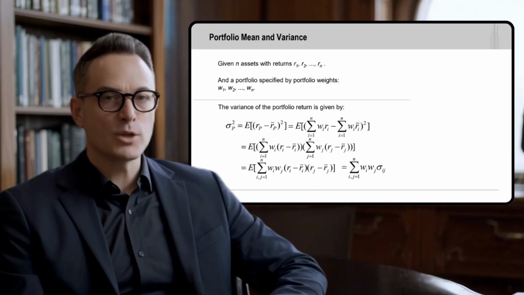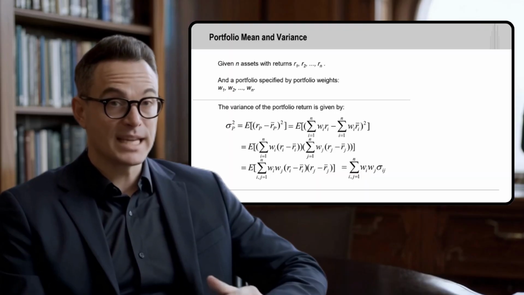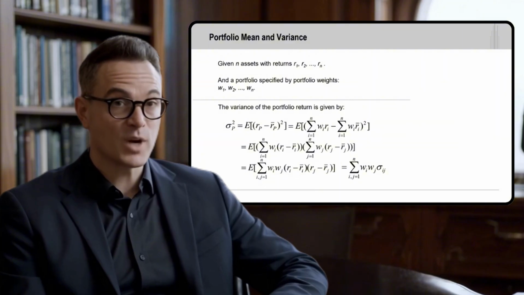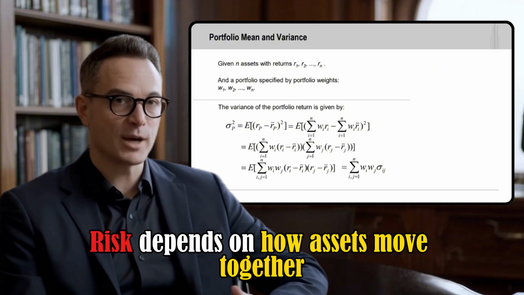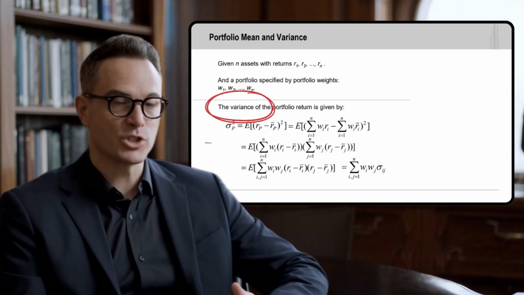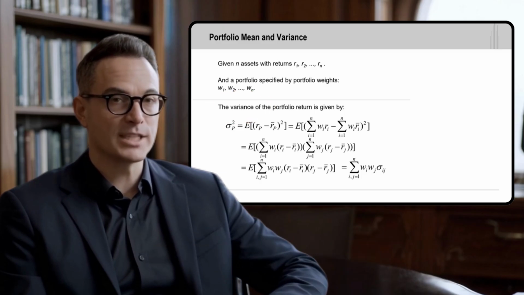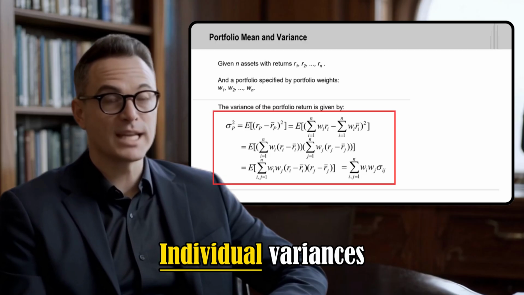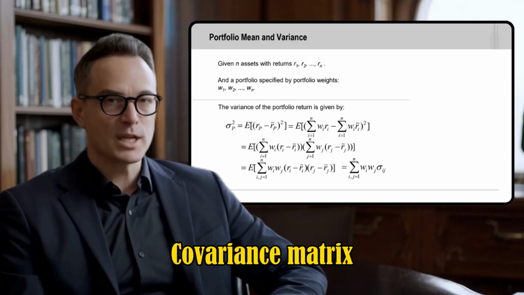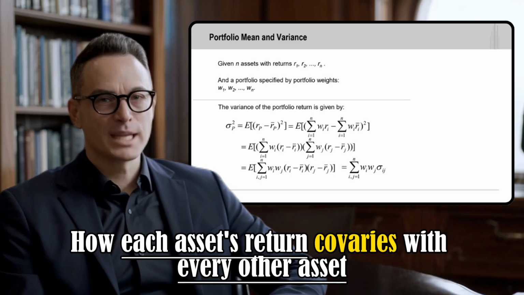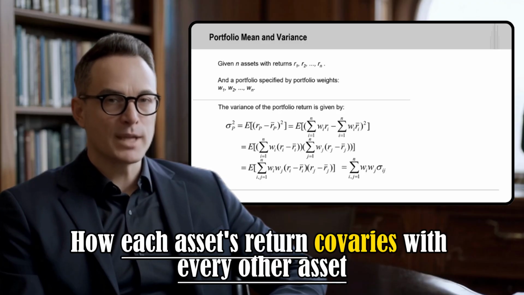Risk is a bit trickier. You might think that the portfolio's volatility is just the weighted average of individual volatilities. It's not. Here's why. Risk depends on how assets move together. To compute portfolio variance, which is just the square of standard deviation, we need to take into account both individual variances and the covariances between assets. That's where the covariance matrix comes in. It's a matrix showing how each asset's return co-varies with every other asset.